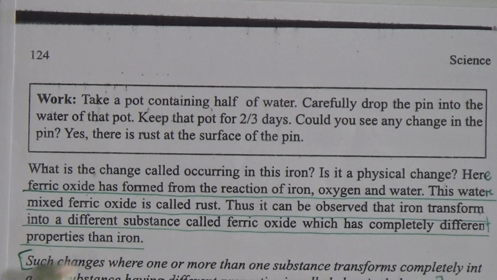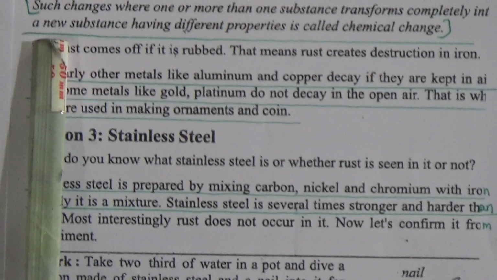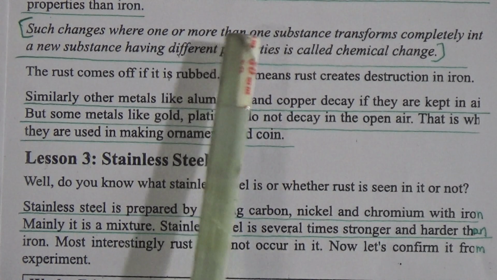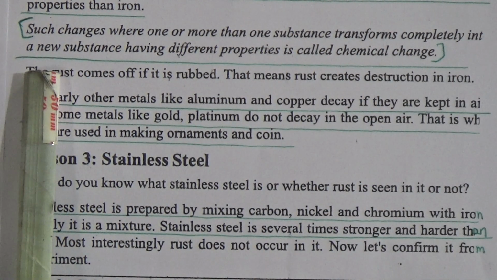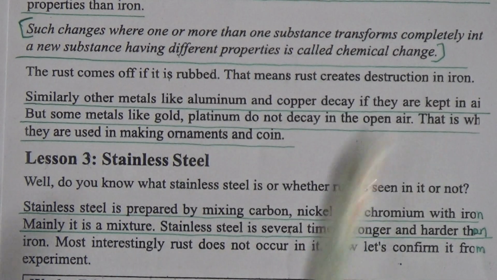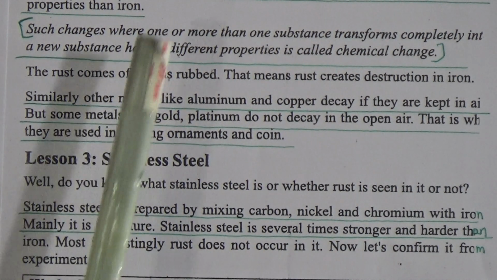Okay, now come to next definition. What is chemical change? My dear students, underline this line. This is an important knowledge based question. Such changes where one or more than one substance transform completely into a new substance having different properties is called chemical change. So my dear students, from this above discussion we have learned what is physical change and what is chemical change.